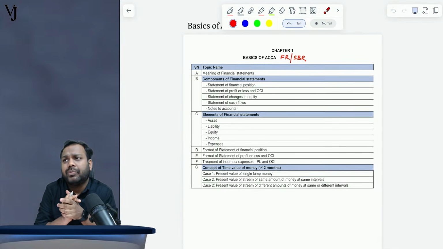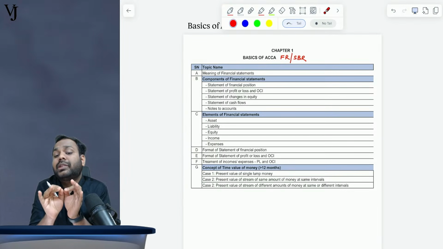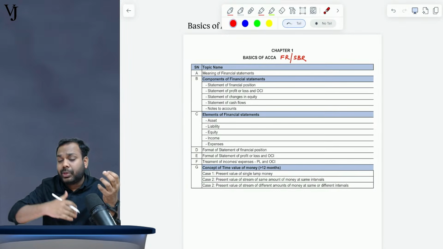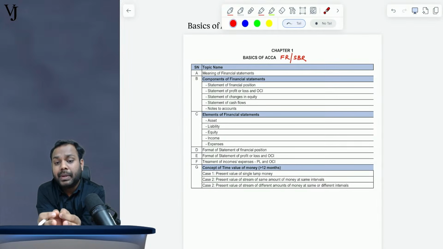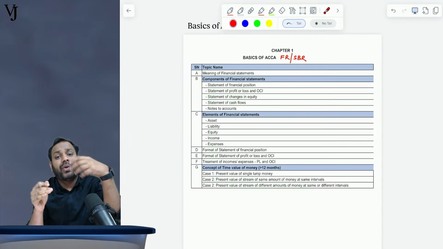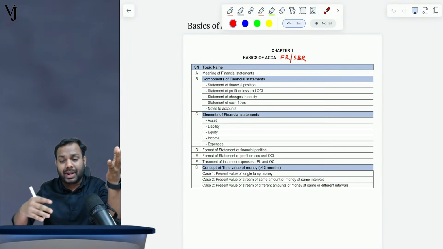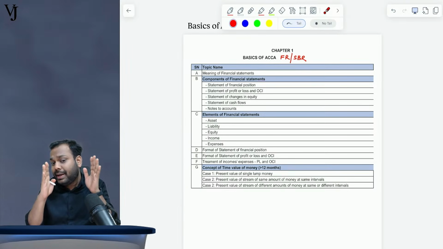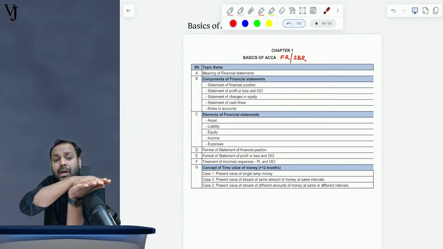For example, when I'm saying financial statements, you should understand the meaning of financial statements. When I'm saying an asset, a liability, an income, expense, equity, you should understand the meaning of it. When I'm saying a profit or loss, other comprehensive income, a reserve, you should understand the meaning of it. The whole intent of this class is building the blocks.